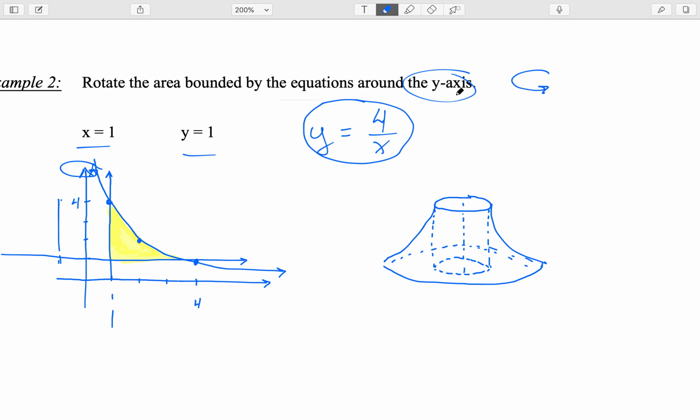Okay, so here's my problem. I need to have things as a function of y. So in other words, I need x equals a function of y. We need to solve for x. Not a problem. I can multiply up the x and divide down the y. I'm going to get x is equal to 4 over y.